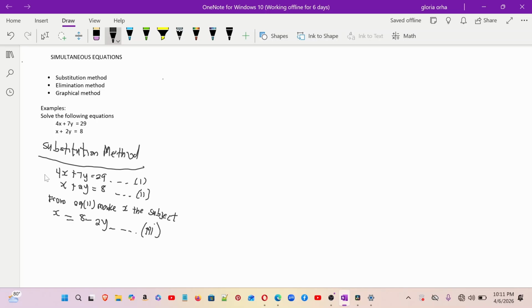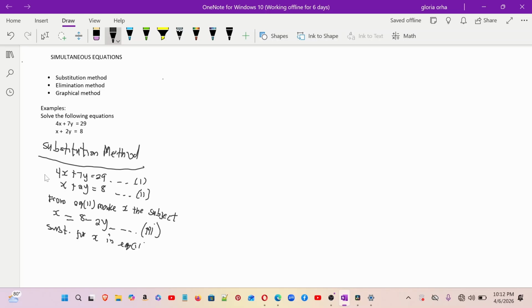The next thing to do is to substitute this x, which is 8 minus 2y, in equation 1. You cannot substitute in equation 2 because it is from equation 2 that we derived equation 3. So substitute for x in equation 1.